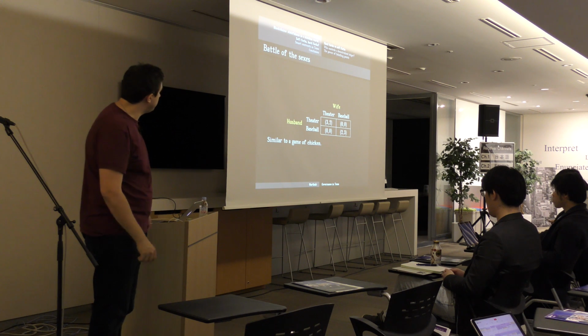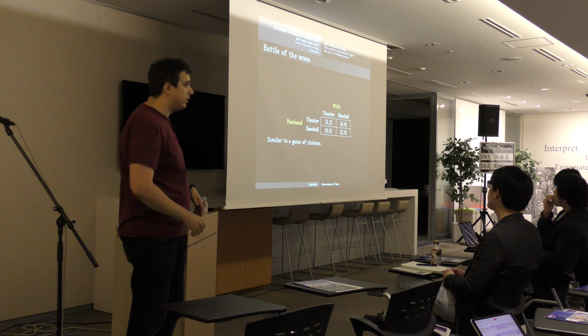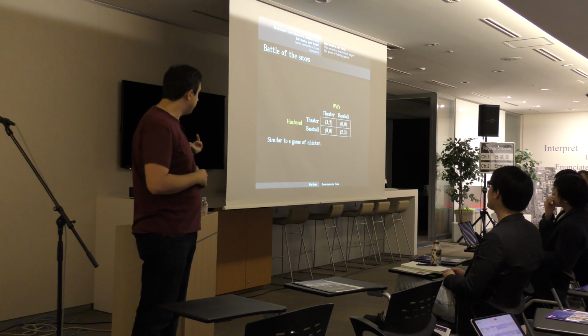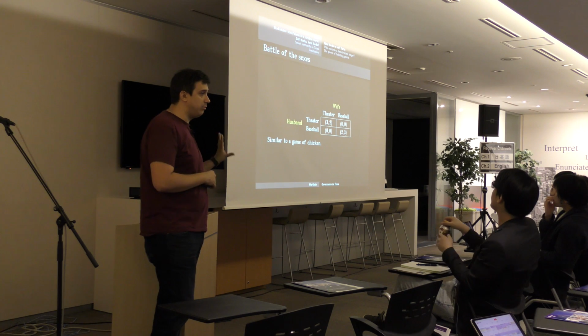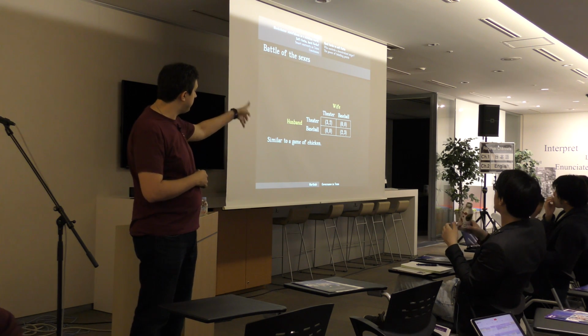So one way to explain this dynamics is there's two games in game theory. One is called the Battle of the Sexes, and the other one is Game of Chicken, and they're almost the same game. So in Battle of the Sexes, this is a payoff matrix.